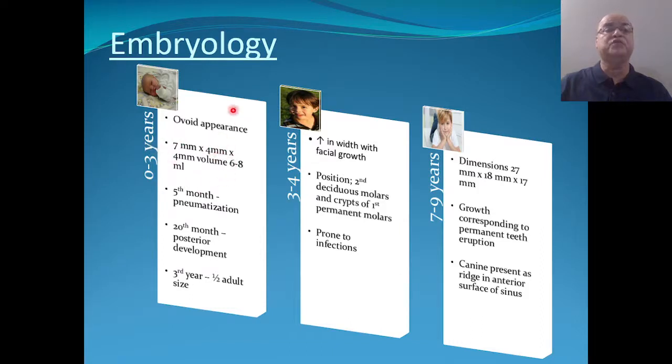These are the milestones of development of the maxillary sinus. At 0 to 3 years, it has an ovoid appearance. In the 5th month is the pneumatization. In the 20th month there is posterior development. In the 3rd year it is half the adult size. At 3 to 4 years there is an increase in width with facial growth, and its position is with the second deciduous molars and crypts of the first premolars and molars, and it is prone to infection around 3 to 4 years of age. Then at 7 to 9 years the dimensions change again as the secondary dentition has started at that age.